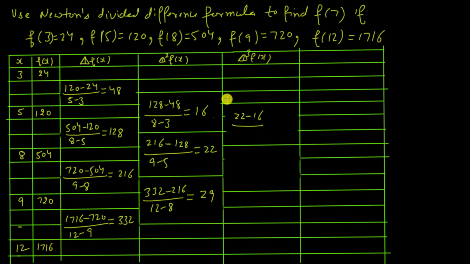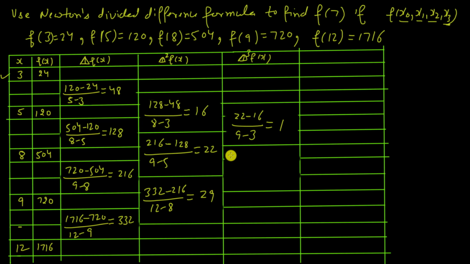It will be 22 minus 16, obviously. Third order means it will be involving 4 arguments, like third order means x0, x1, x2, x3. So starting from x0, leave 2 blank, and the last one will be this one. So starting from here, leave 2 blanks, 5, 8 is left, so 9 minus 3. So this will come out to be 1.